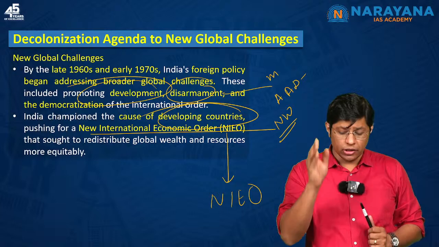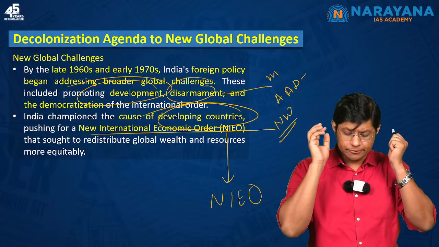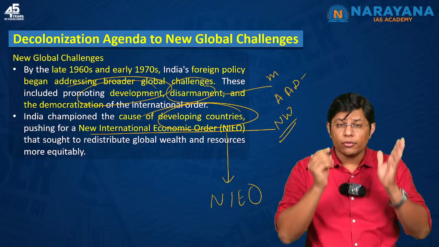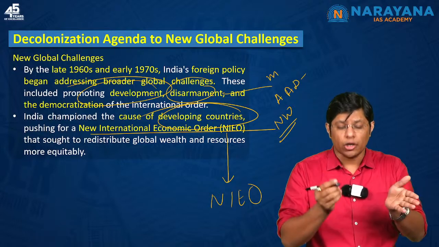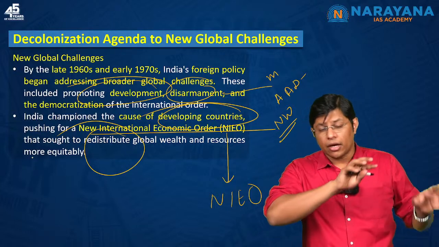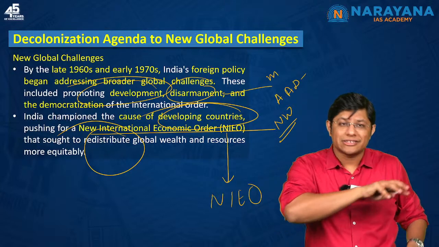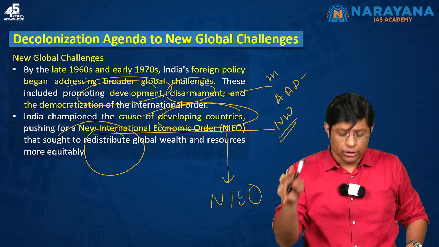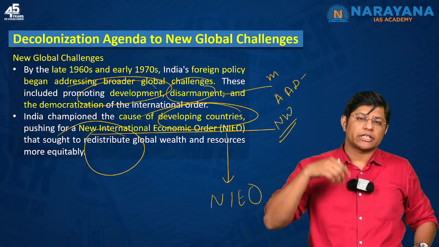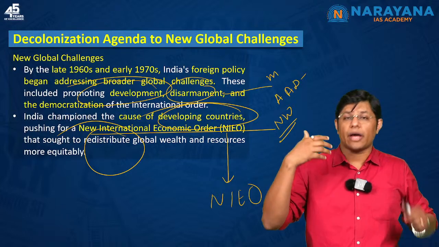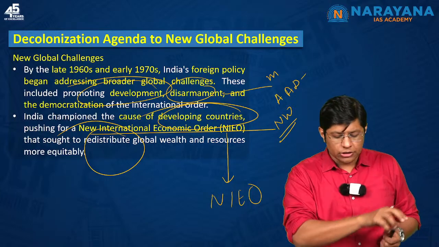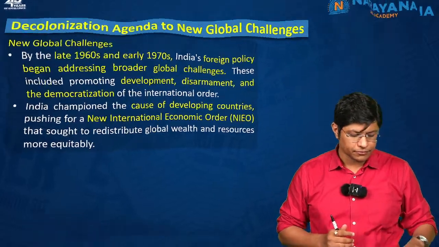NIEO is an order, or we can say that it is one of the objectives of the new international economic order, which sought to redistribute the global wealth and make sure that the wealth is distributed to the developing countries as well. So here the redistribution of wealth is taking place, and India was actually seeking to make the world an equitable one. Right, so this new international economic order sought to redistribute the global wealth.